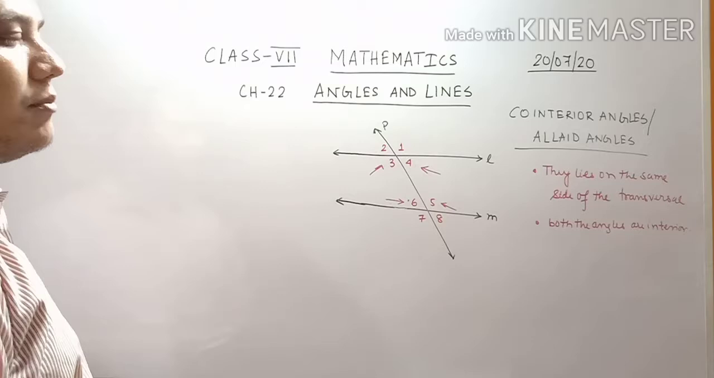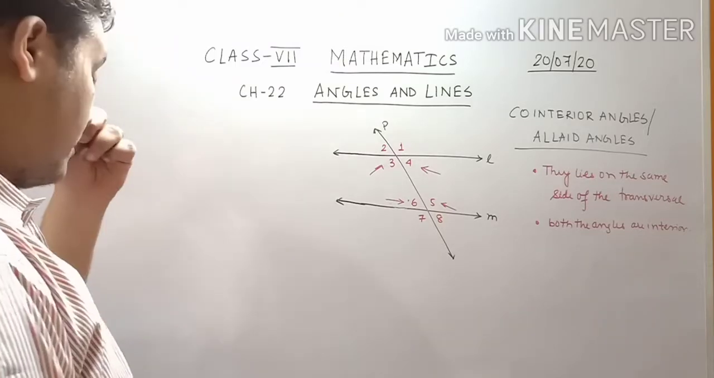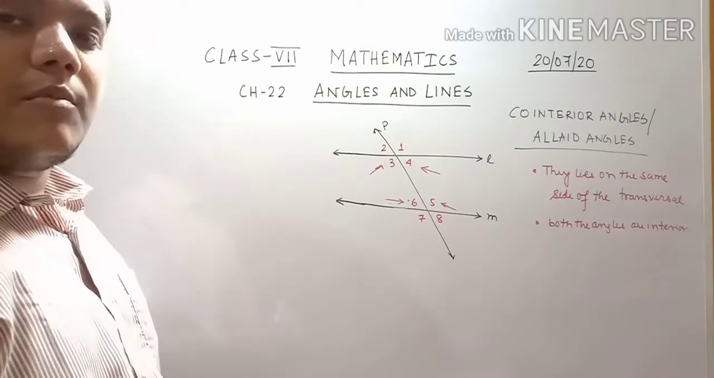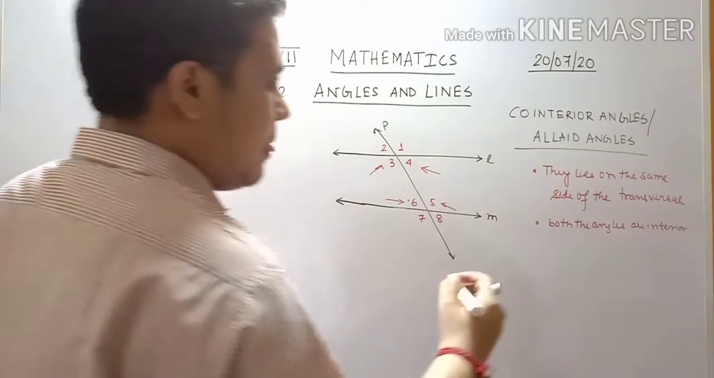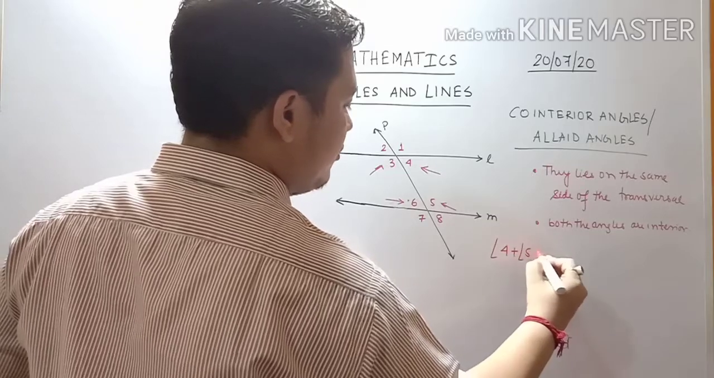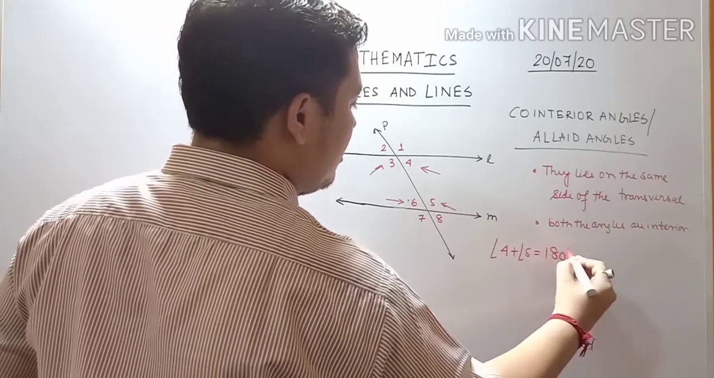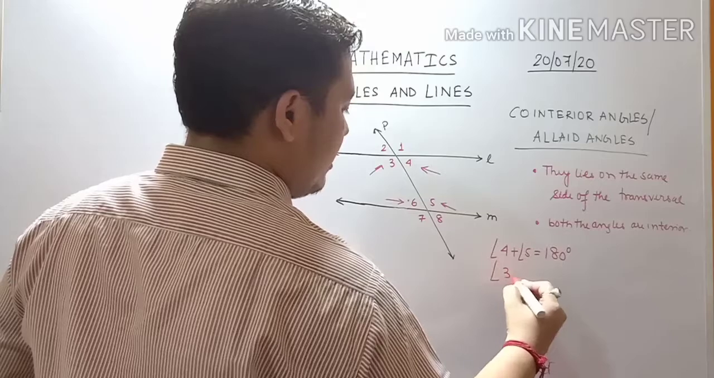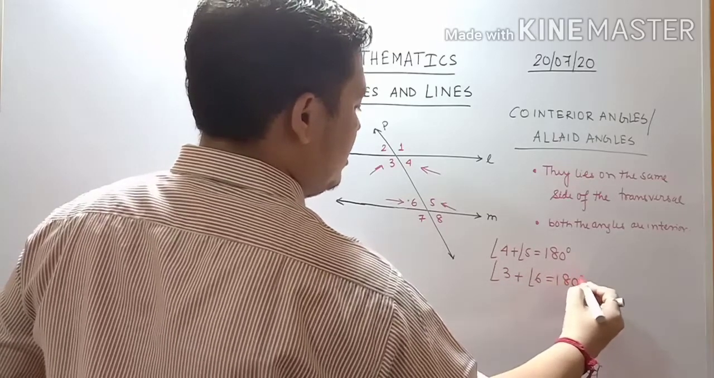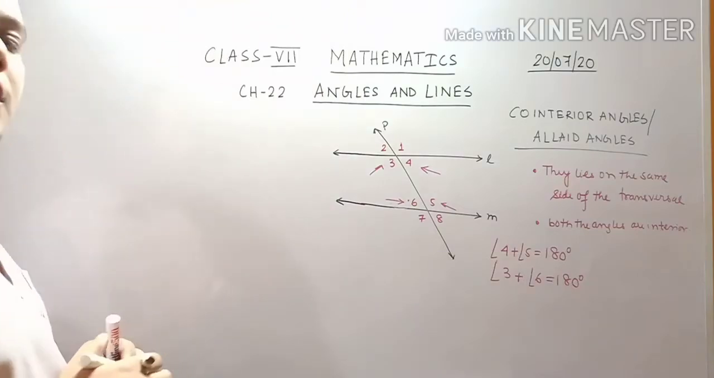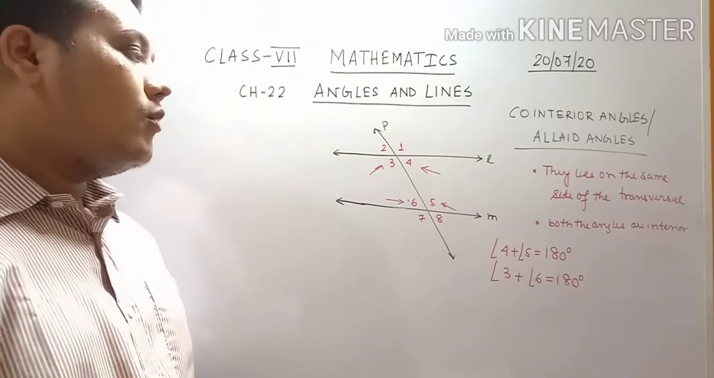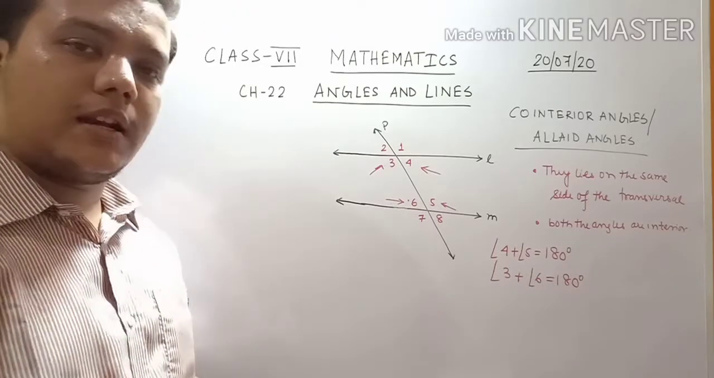Now what is the property of these co-interior angles? For parallel lines, co-interior angles give you a sum of 180 degrees. That means angle 4 plus angle 5 will be equal to 180 degrees, or you can say angle 3 plus angle 6 is equal to 180 degrees. So our co-interior pair of angles always give you a sum of 180 degrees for parallel lines only.